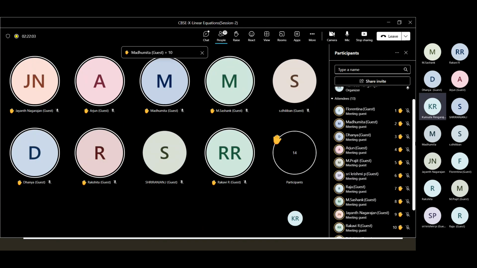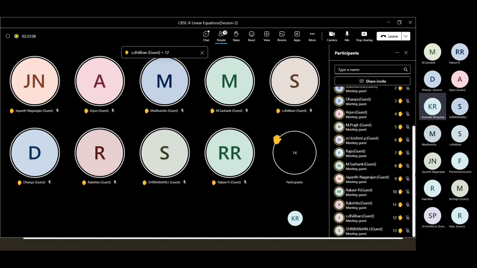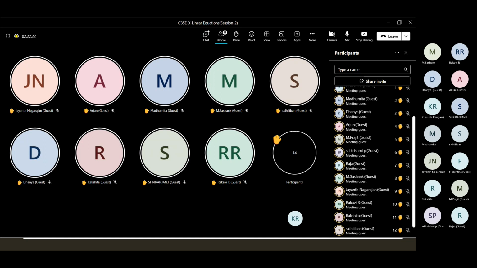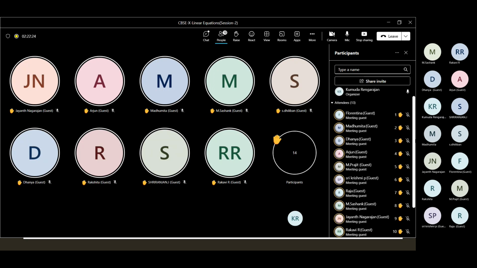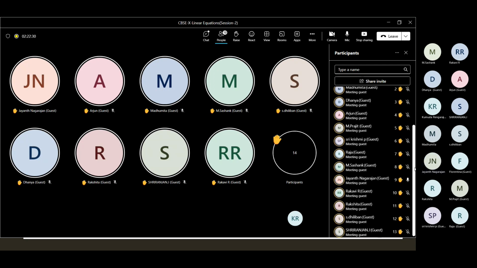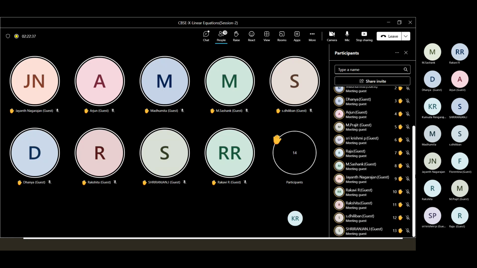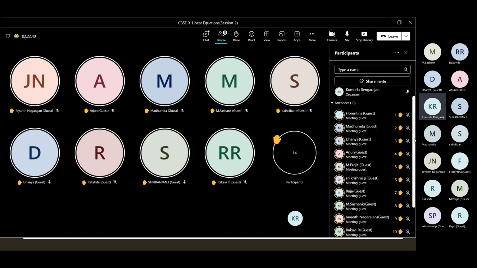So at this point, we have Florentina, Madhumita, Danya, Arjun, Prajit, Shri Krishmi, Raja, Sashank, Jayant, Raghavi, Rakshita, Dilipan, Shri Ranjan. Somebody is missing. One person is missing. Anybody can find out? Ma'am, Ritika. Ritika. Right. Thank you, Jayant. Ritika is missing.